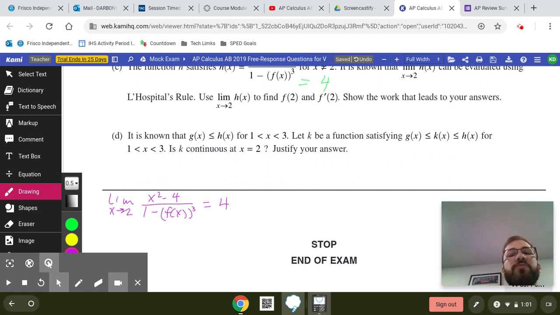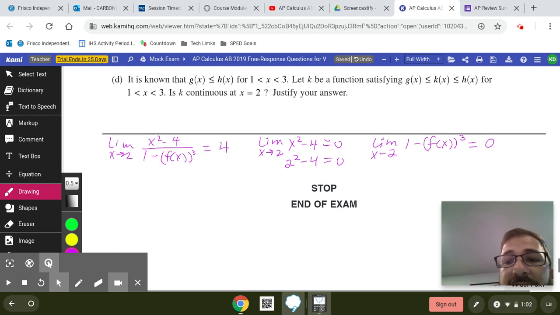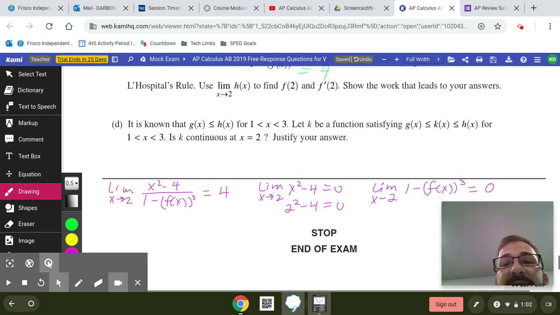So to find this using L'Hopital's rule, we have to have that indeterminate, that 0 over 0. So we know that the limit as x approaches 2 of x squared minus 4 has to equal 0. That's the first piece, the top. Okay, and that one holds pretty true. 2 squared minus 4 definitely equals 0. Okay, the other piece we know is that the limit as x approaches 2 of the bottom, that 1 minus f of x cubed, has to equal 0. So now I can use that to solve for what f of x has to be, or what f of 2 has to be, sorry.